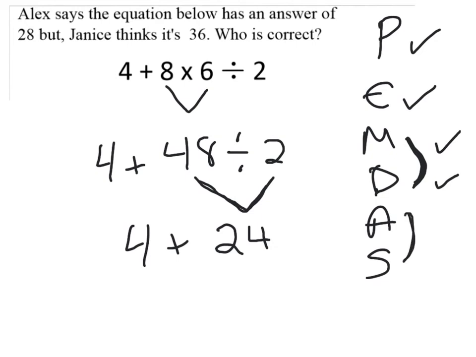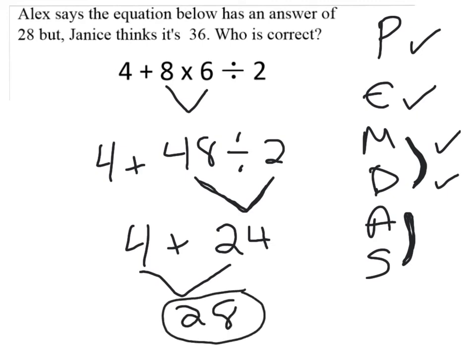The last thing I'm looking for is an addition or subtraction, and I only see addition. So I finalize my problem, 4 plus 24, to get a final answer of 28. If I look back into my problem, the problem says, Alex says the equation below has an answer of 28, but Janice thinks it's 36. Who is correct? Well, I know by doing this problem, Alex is correct because he got 28. So I'm going to write down Alex is correct.